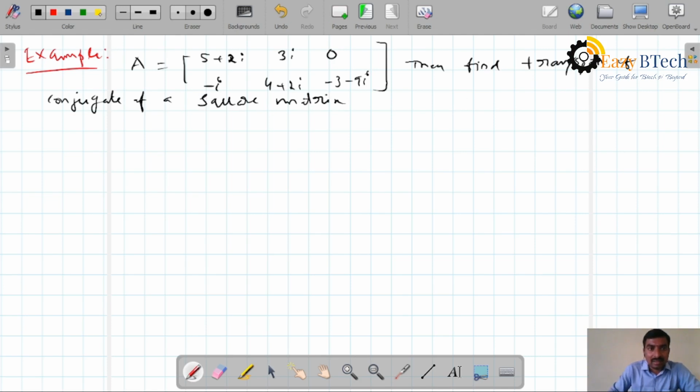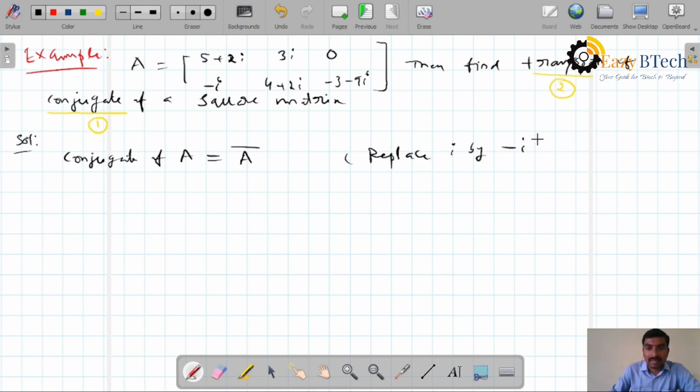That means, as I already told you, first we have to find the conjugate, and after that we have to transpose this matrix. Therefore, first we find the conjugate of A. The conjugate of A is denoted by A bar. How can we find A bar? First we have to replace i by minus i in A.